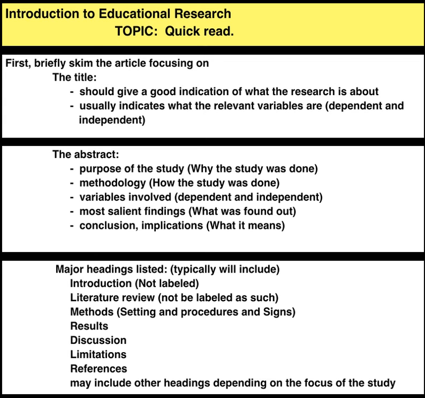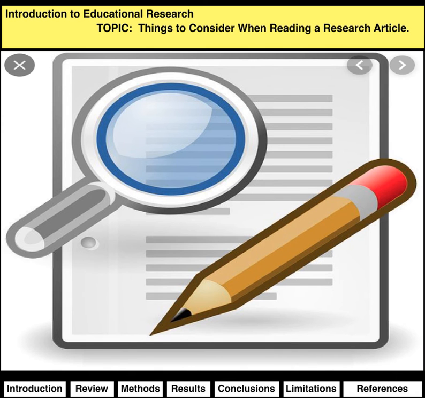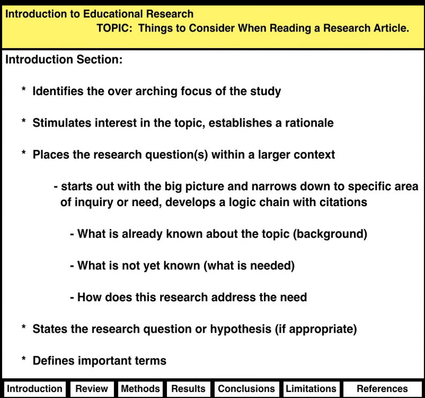Okay, well, let's continue on. So far, we've glanced over the article. We've looked at the title, the abstract, and we've looked at the typical headings that generally appear in research articles. Now we're going to take a look at each of these headings and what typically they would contain. So we'll start with the introduction section. And typically, the introduction section is not labeled as the introduction, as I mentioned before. And that's the case with this article.